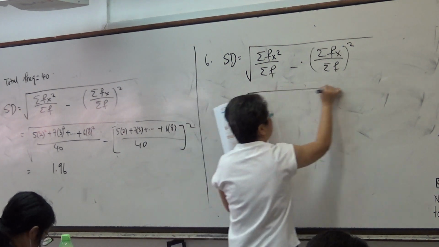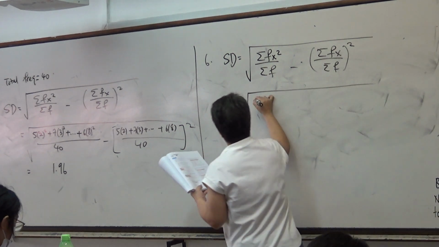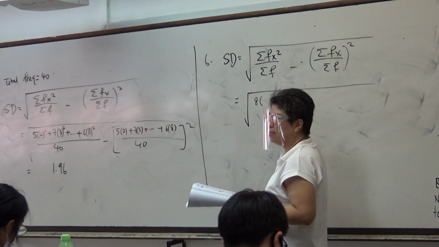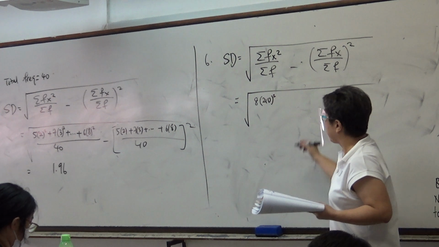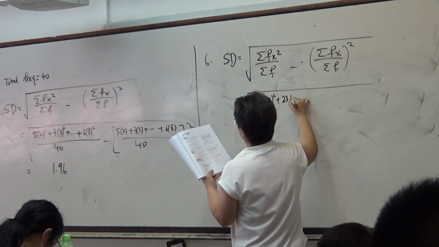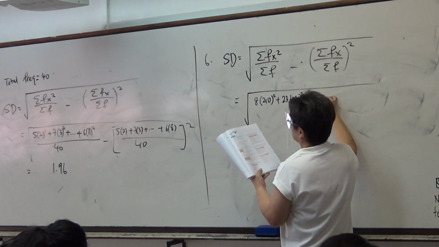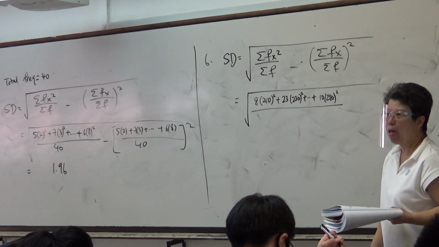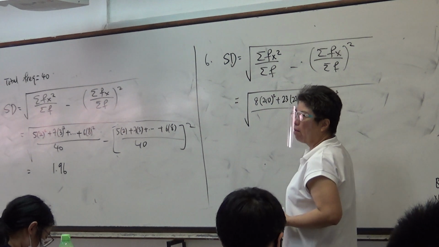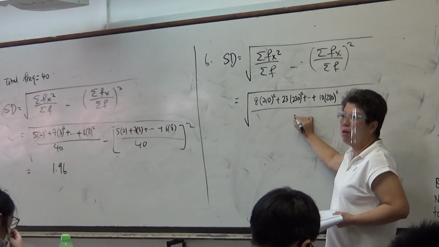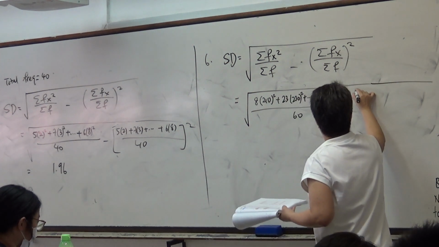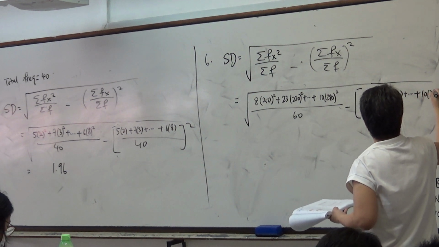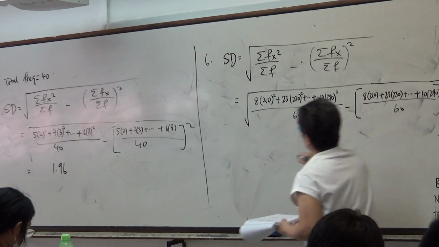First one. Frequency first. So 8 times what? What's the midpoint of the first class? 210 squared. Plus 23 times 230 squared, plus dot dot dot, 10 times 290 squared, over what? The question tells you already. Over how many people? 60. Good. Minus 8 times 210 plus 23 times 230 plus 10 times 290, over 60, whole thing squared. And you find the SD.